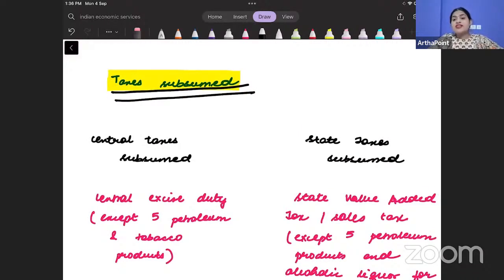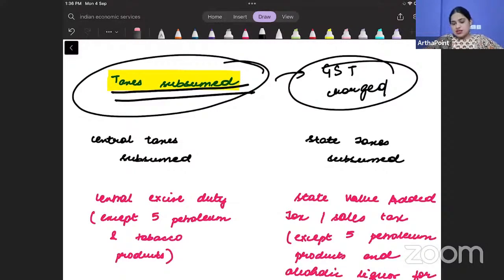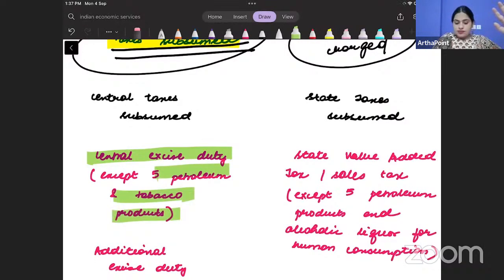Subsumed means the taxes which are now discontinued, those taxes which are no more charged. In place of all these taxes, now only GST is charged. So what are those taxes? The first one is central excise duty, right? This is no more charged, but you still have central excise duty on 5 products, petroleum and tobacco products. On these it is still charged.